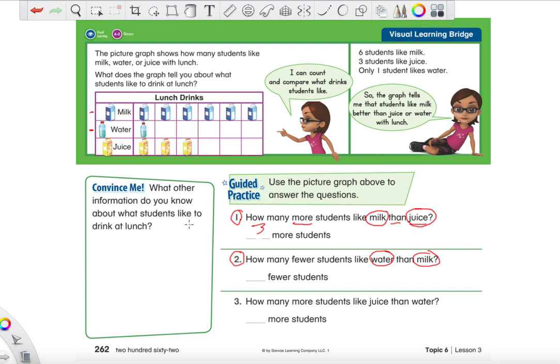All right? So I will draw this line here. It's usually imaginary for me. And now count on the milks after the line to see how many more pictures of milk there are than water. So go ahead and count and then write the number on the line right down here.